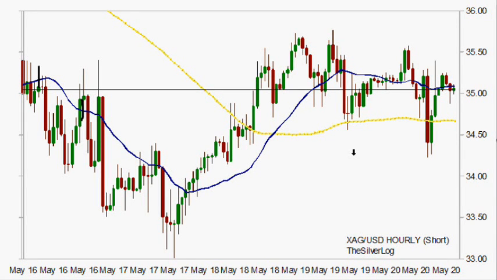This should be the second of three videos for the weekend. One is looking at the daily chart, this one the hourly, and another for the longer term perspective, and most likely one on gold also, because gold had an interesting day on Friday.